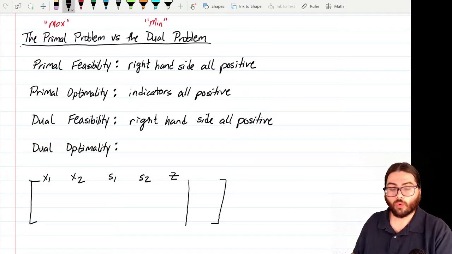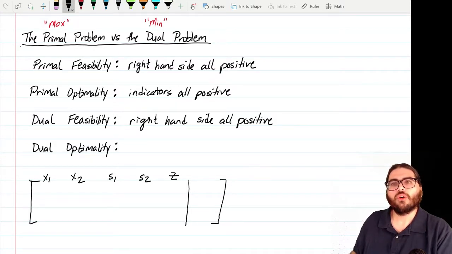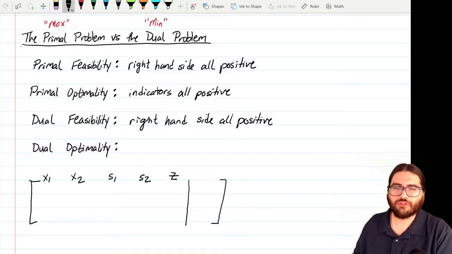We started at the origin. All the x variables were 0, all the s variables were not. And so we were guaranteed that the origin was always in the feasible region. So we never really had to worry about feasibility when it came to the primal problem. We were more concerned about optimality. When are we done? When are we at the optimal solution?